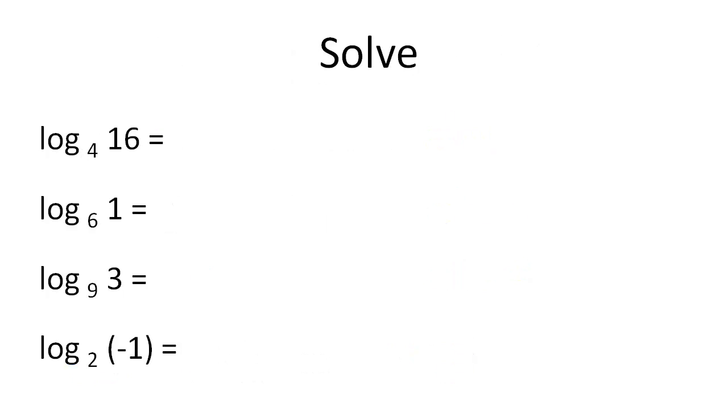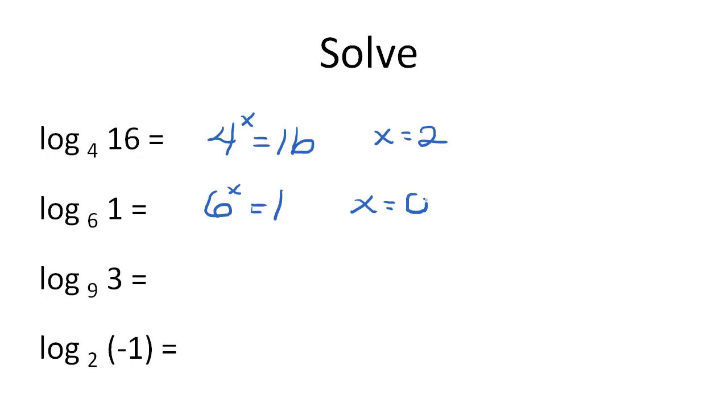All right, next let's solve some equations. First we have log base 4 of 16 equals what? So we rewrite that as 4 to what power equals 16? Well, 4 squared is 16, so x has to be 2. Log base 6 of 1 is equal to what? Means 6 to what power equals 1. So x has to be 0 because any number to 0 gives you 1.